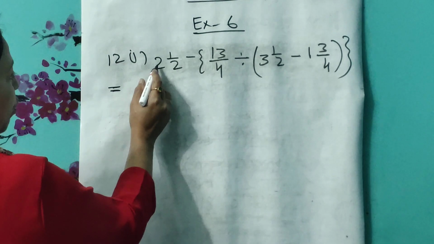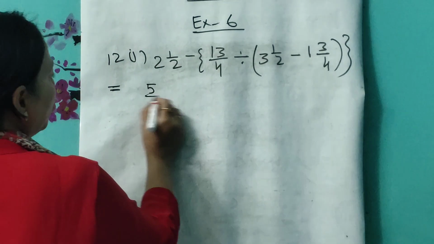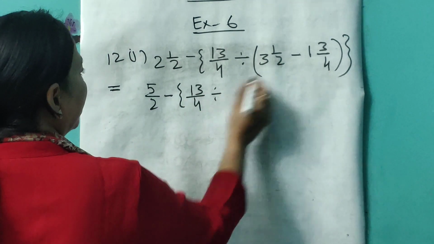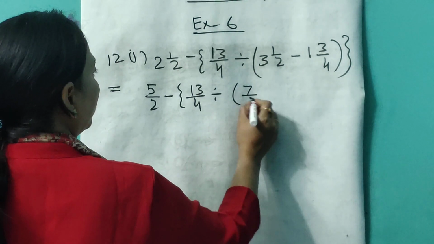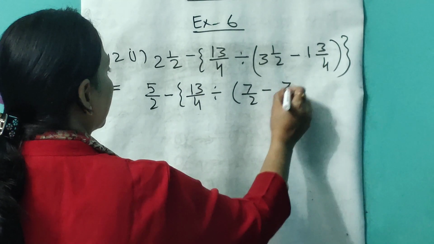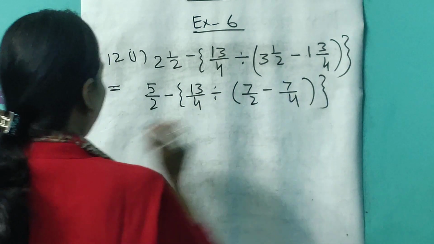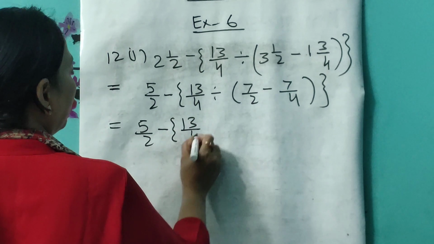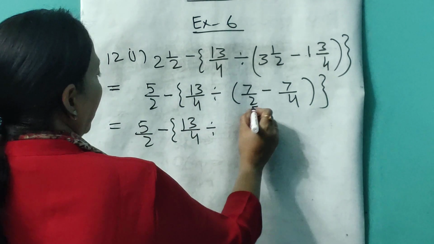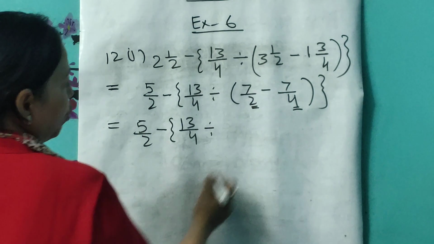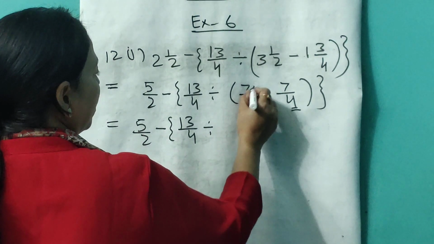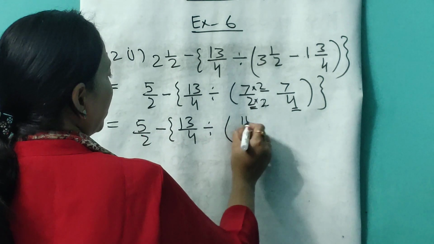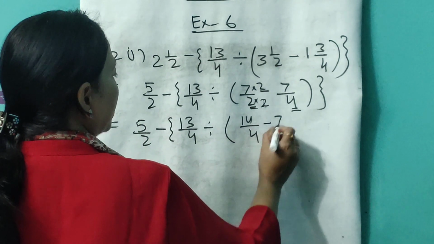So 2 2s are 4, 4 plus 1, 5 by 2 minus 13 by 4 divided by 3 2s are 6 plus 1, 7 by 2, 4 1s are 4 plus 3, 7 by 4. Curly bracket close. Now 5 by 2 minus 13 by 4 divided by, here the LCM of 2 and 4 will be 4. So to make the denominator common, you will multiply it here with 2. So it will be 14 by 4 minus 7 by 4.